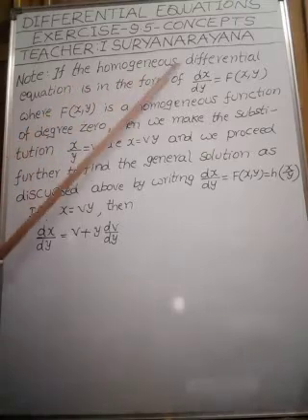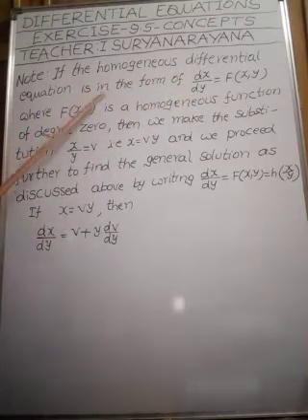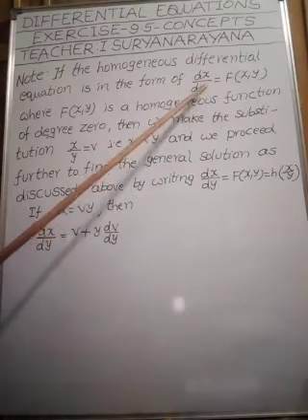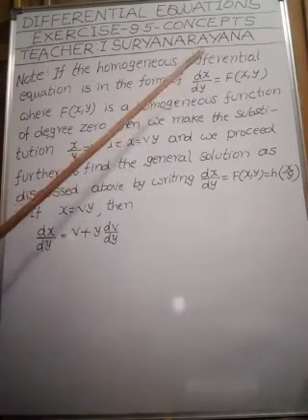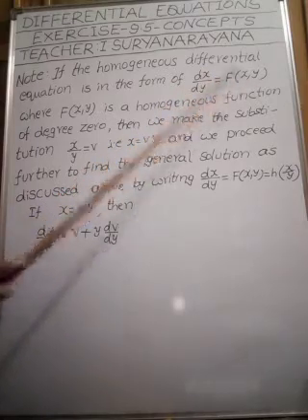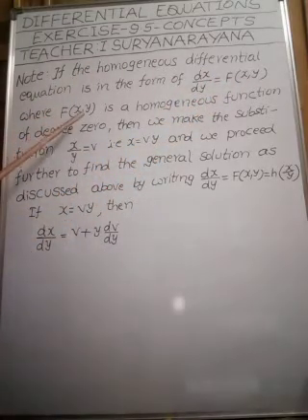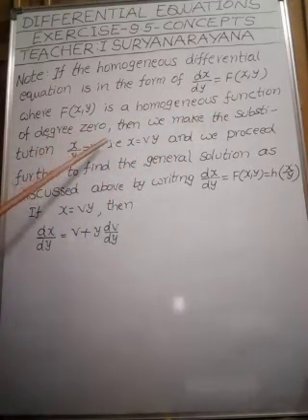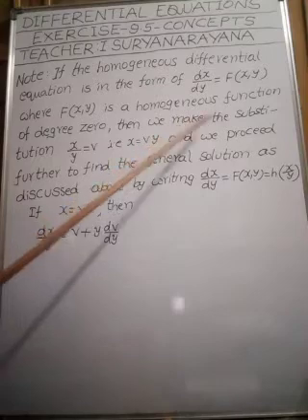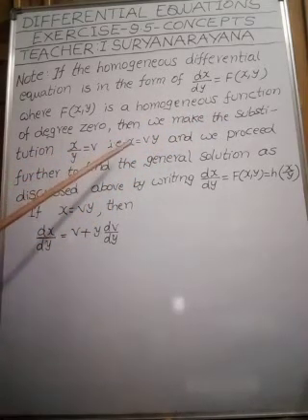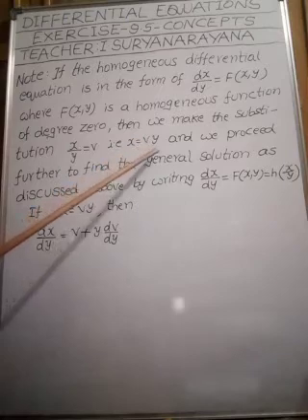Note, you have to remember this point, my children. If the homogeneous differential equation is in the form of dx by dy, not dy by dx. Okay, my children, understood this point? Here dx by dy is equal to f of x comma y, where f of x comma y is a homogeneous function of degree 0. Then we make the substitution x by y is equal to v, that is, x is equal to vy.